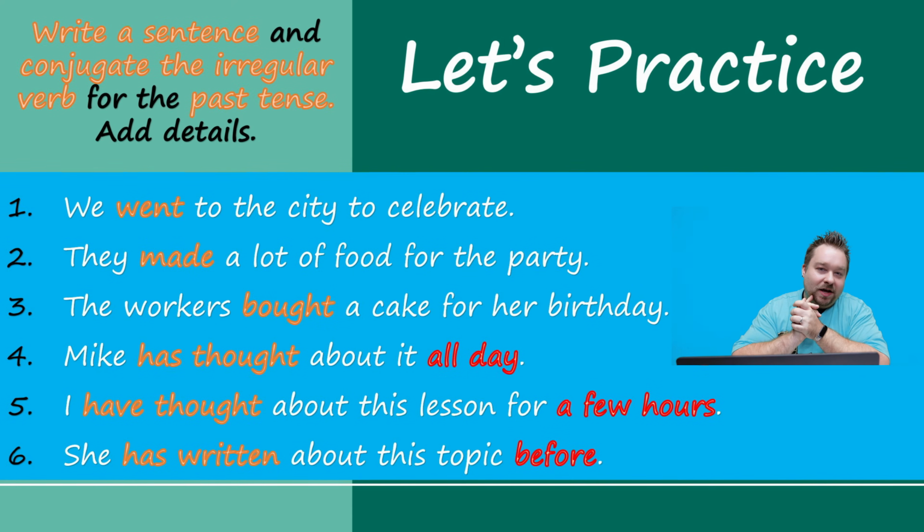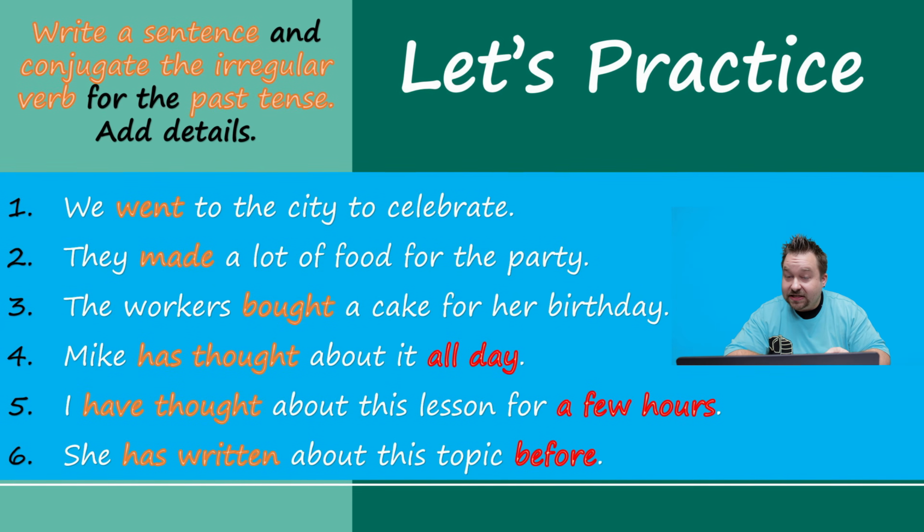Okay. Past tense irregular. We went where? To the city. Why? To celebrate. Oh, that's nice. Number 2. They made, past tense irregular. They made a lot of food, right? What? A lot of food. Why? For the party. Number 3, who? The workers, what? Brought. They brought what? A cake. They brought a cake. Why? For her birthday. That makes sense, right?